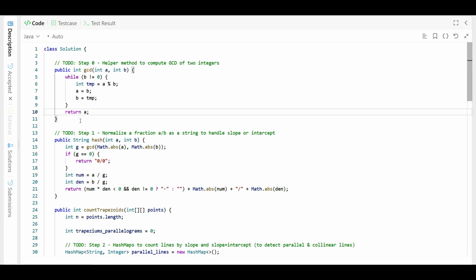So GCD is used to compute the GCD of two integers. And this is your hash function that will normalize a fraction a by b. If you do that, it will handle the slope or intercept, we can say that.